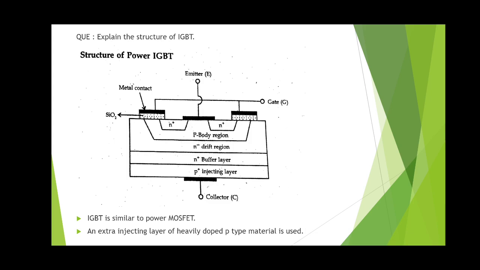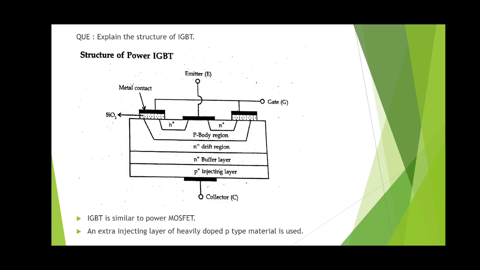The doping of the other layers is similar or nearly the same as that of the MOSFET. The N plus layer has a doping of 10 to the power 19 per centimeter cube. The P type body region has a doping level of 10 to the power 16 per centimeter cube. The N minus region is lightly doped, with a doping intensity of 10 to the power 14 per centimeter cube. So this was regarding the structure of IGBT.